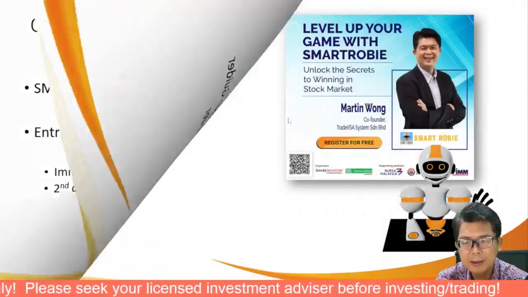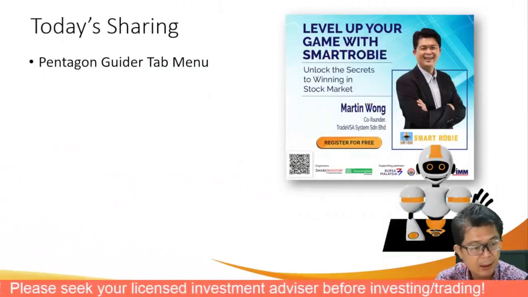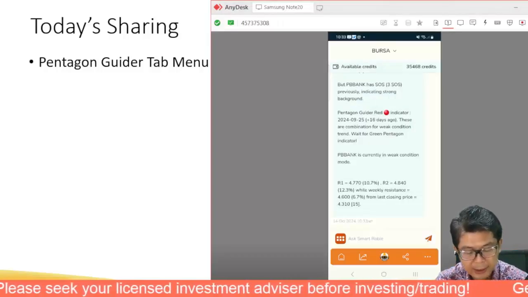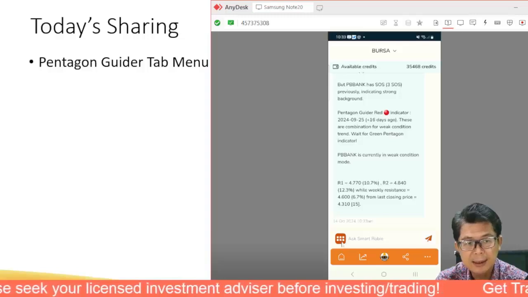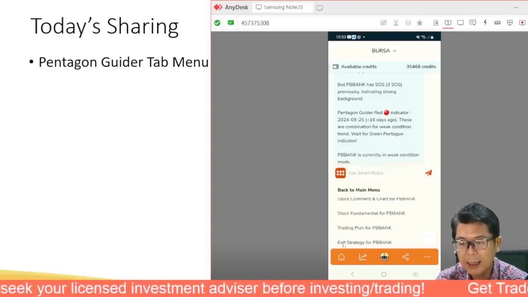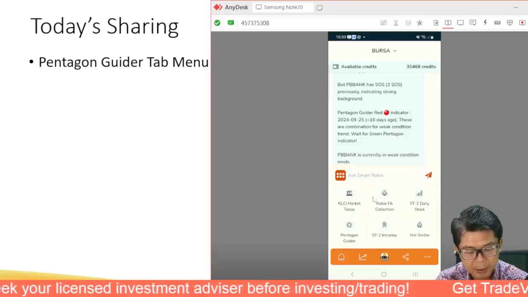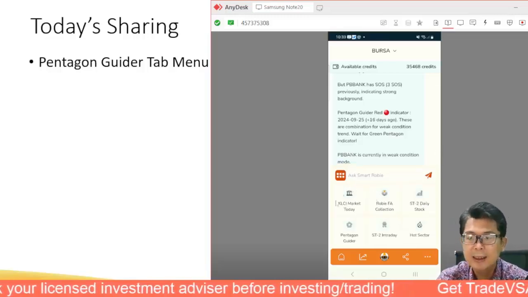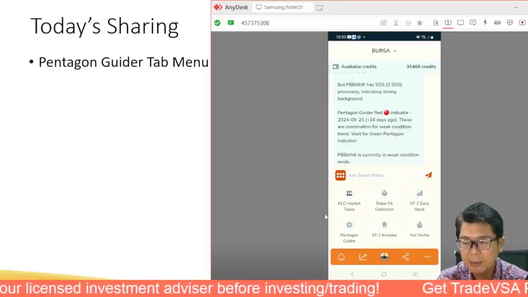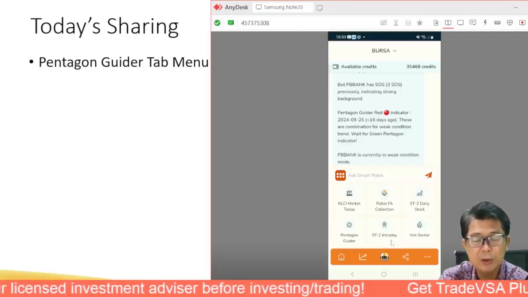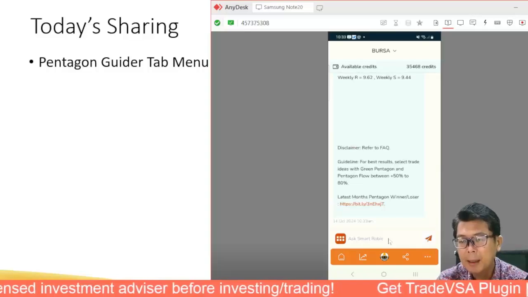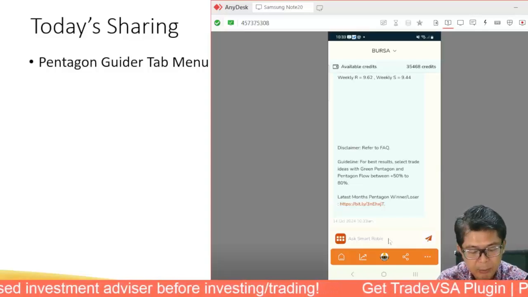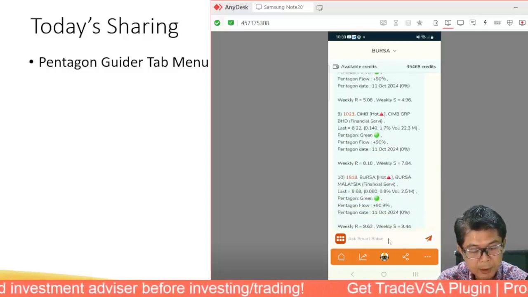So what I want to share with you this morning is the Pentagon Guider. All right. So the Pentagon Guider. I can just click on this menu. You can see the little 6 sign here. Click on that one, Ask SmartRobie, and you go back to the main menu. Once you go back to the main menu, you'll see this 6 sign here, and that's where our focus is. All right. So for this tutorial, I just want to take you through the buy call for this morning, Pentagon Guider, and you can see we have how many do we have?